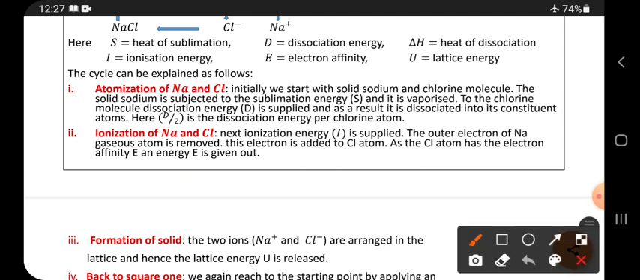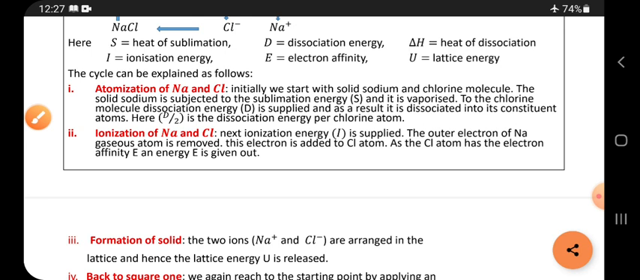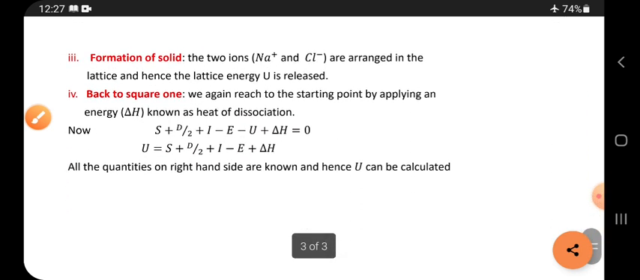Next, the chlorine atom has the electron affinity E, and energy E is given out. When the sodium electron is added to the chlorine atom, the chlorine gives energy outside. That energy given out is called electron affinity. It is denoted by E, and this energy comes outside. Like this we change them.